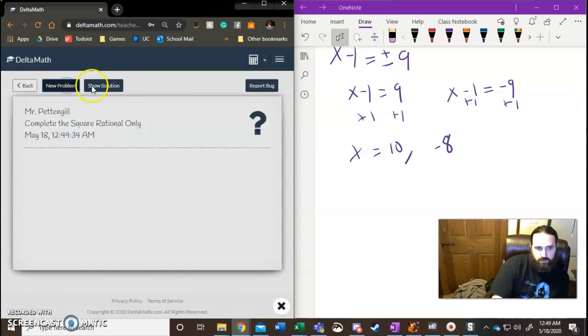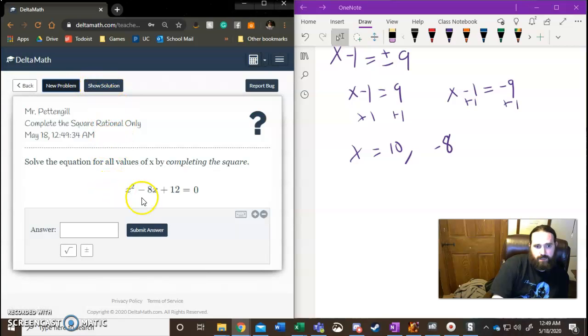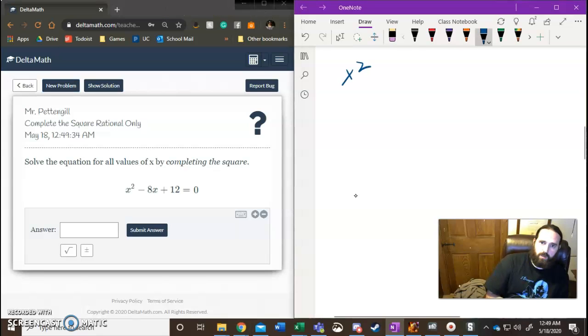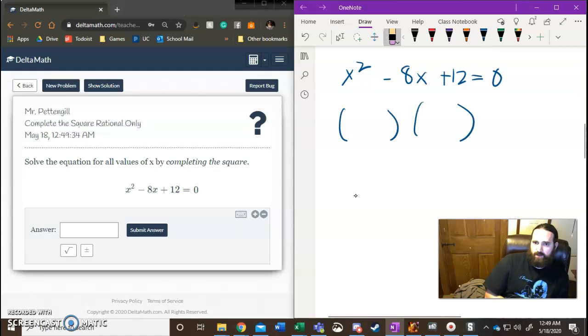So, new problem. x squared minus 8x plus 12. Like in my head, I'm already breaking this down. But we are going to work through this completing the square. In my head, I'm already doing this because that's the way I find easiest. But we're going to complete the square instead.